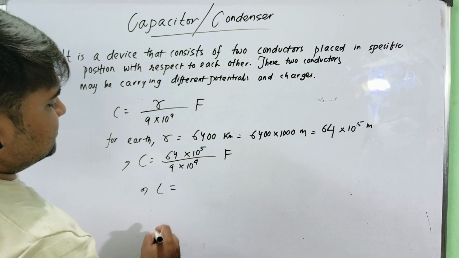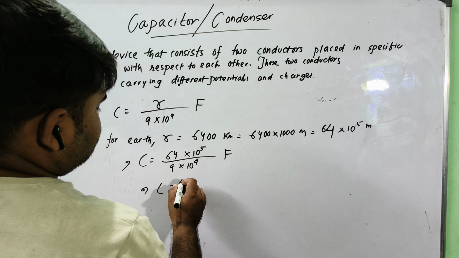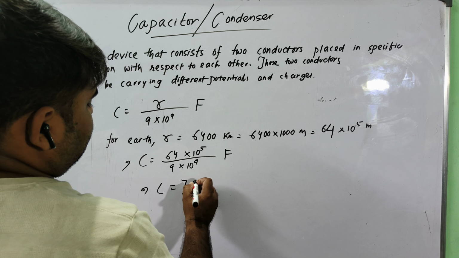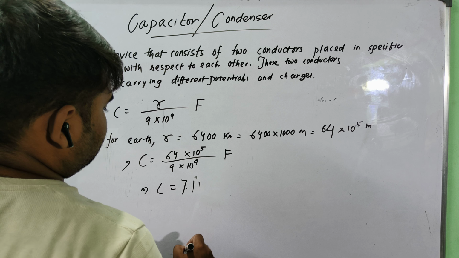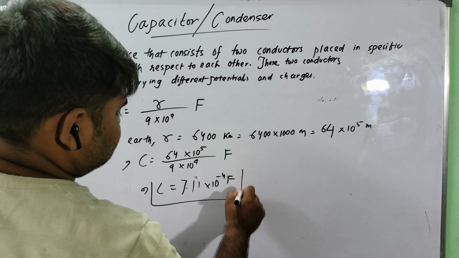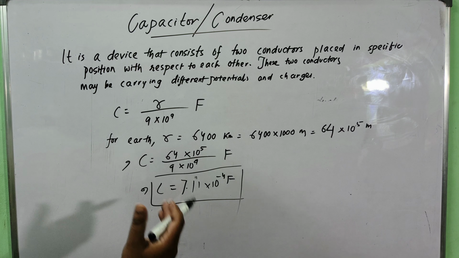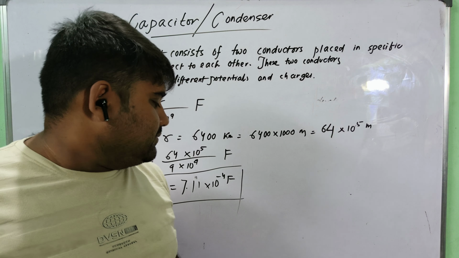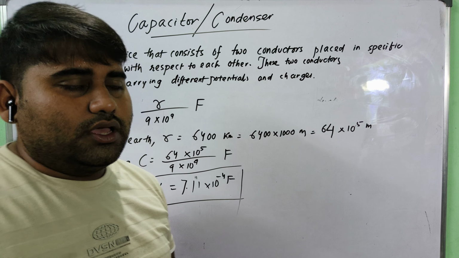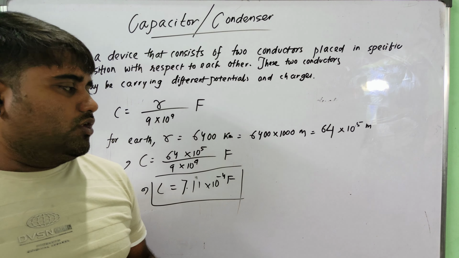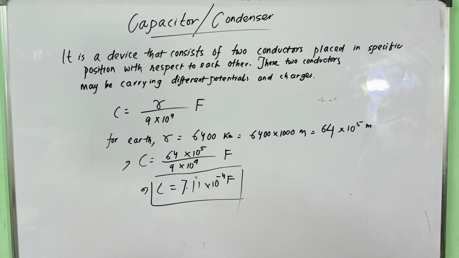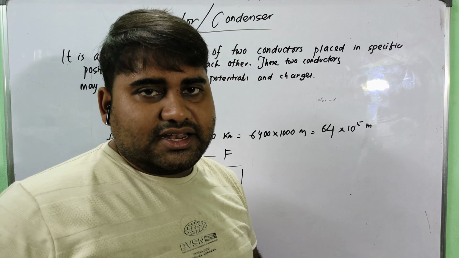So C is equal to, when you divide, it is 7.11 into 10 raised to the power minus 4 farad. You can see that Earth is such a large object for us, and its capacitance is very small. Its capacitance is pretty small. You should not think that 1 farad is small.